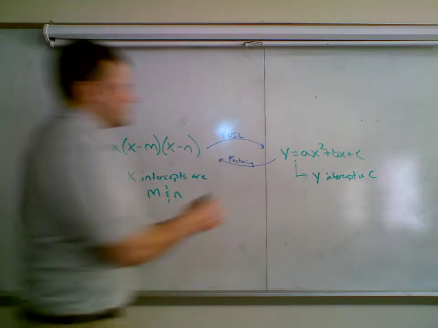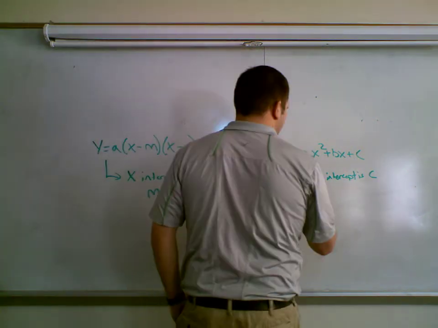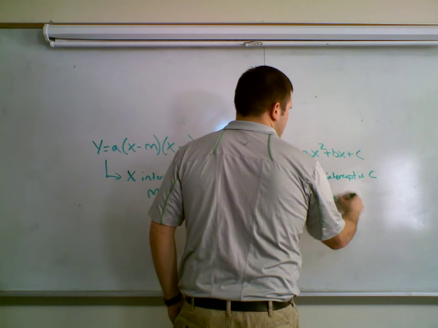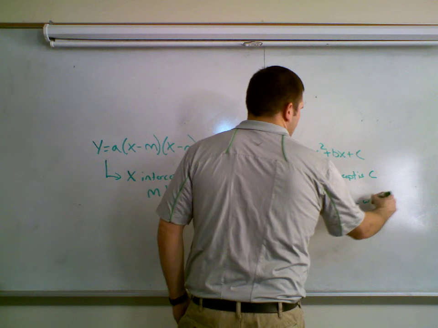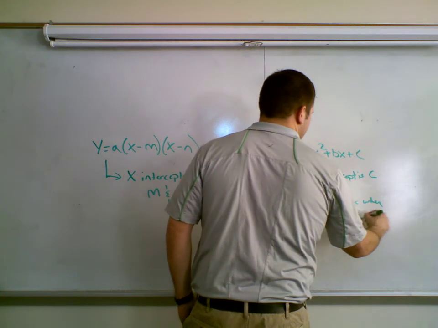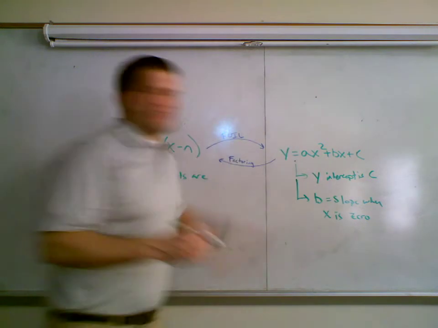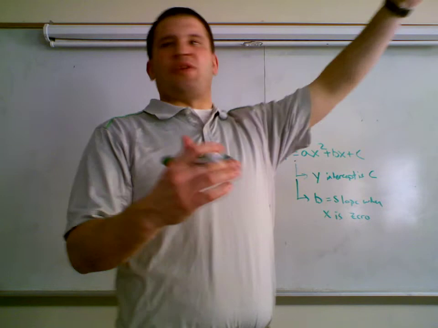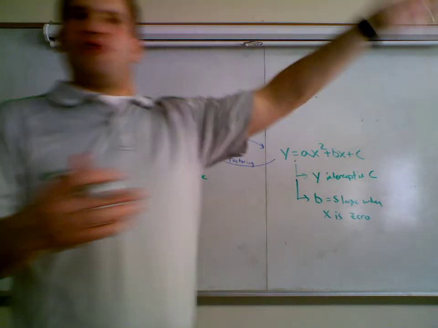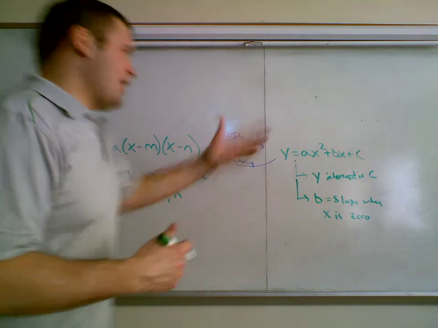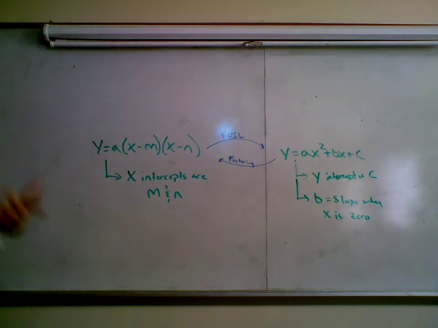Another thing about this is the b actually tells us the slope when x is 0. So if b is positive, then the parabola will have an increasing slope as it crosses the y-axis. If b is negative, then the graph will have a decreasing slope when it crosses the y-axis. Now we're not really going to get into that much in this class, but I think it's worth telling you.